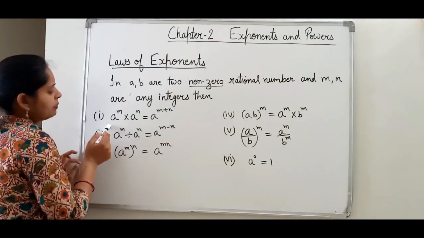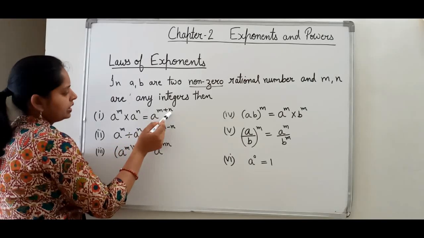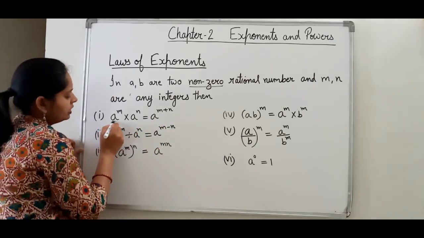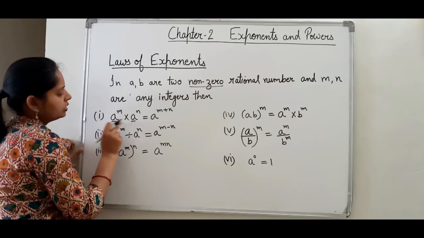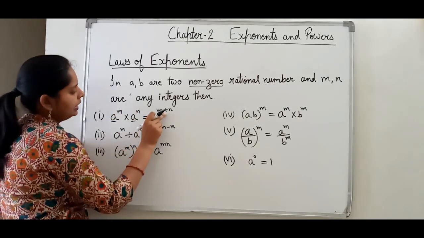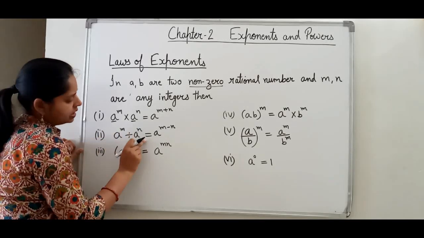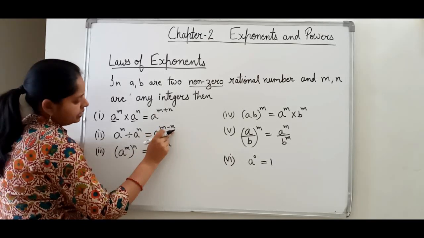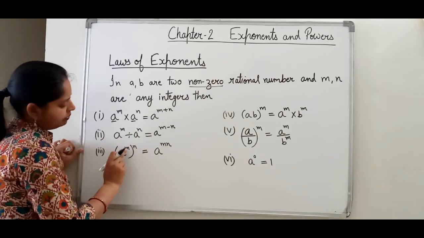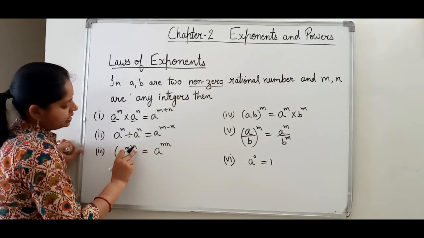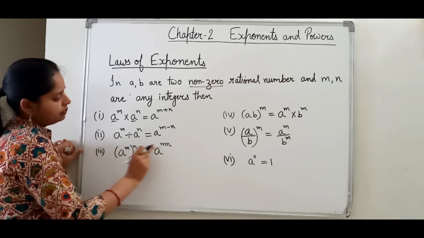Then a to the power m multiplied by a to the power n is equal to a to the power m plus n. Please notice that you have the same base over here. A to the power m and a to the power n both have the same base, then the powers can get added. Next one is a to the power m divided by a to the power n is equal to a to the power m minus n. Here also the base should be the same. Third is (a to the power m) within the bracket, overall power n, is equal to a to the power mn, meaning the product of both the powers.